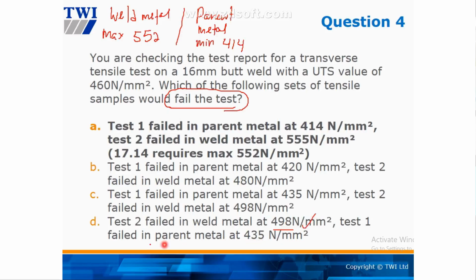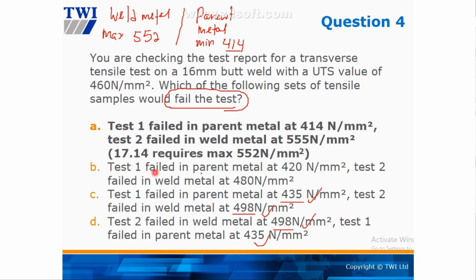All right, another one, parameter fail at 435. The minimum given is 414. So this is okay, it's not fail. Okay, look at C. Parameter fail at 435. This one is 414, so this is pass, it's not fail. And test to failure method at 498. We got 552 here, so this is the pass.